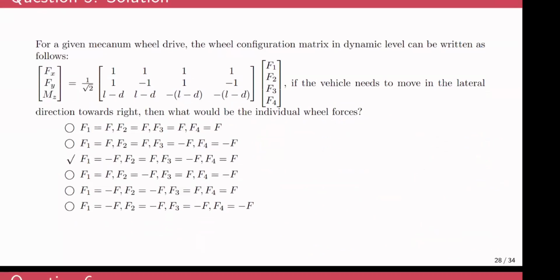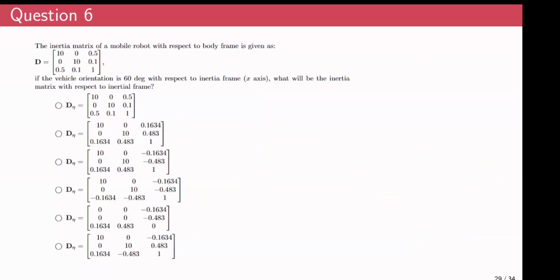So moving on to question 6. The inertia matrix of a mobile robot with respect to the body frame is given as so and so. So the inertia matrix with respect to body frame is given as 10, 0, 0.5, 0, 10, 0.1, 0.5, 0.1, and 1. If the vehicle is oriented 60 degrees with respect to the inertial frame, what will be the inertia matrix with respect to the inertial frame?